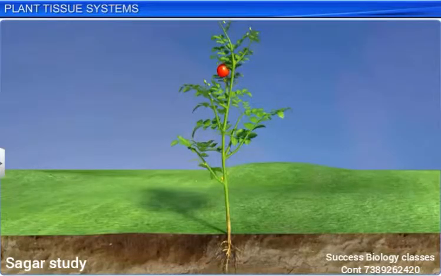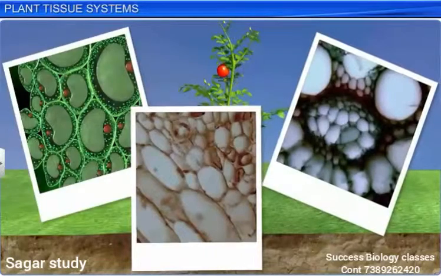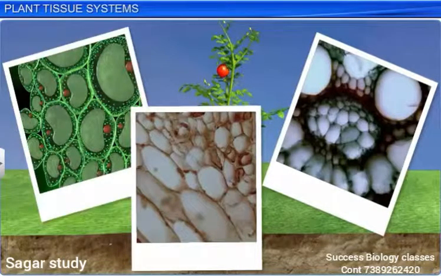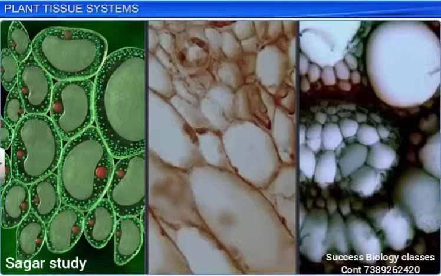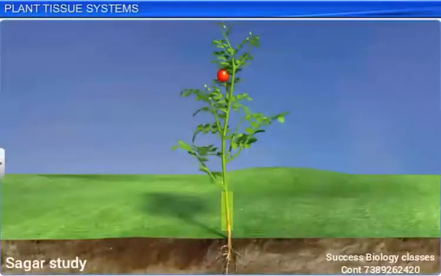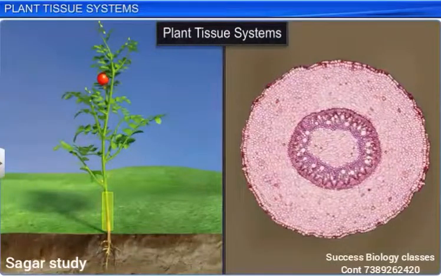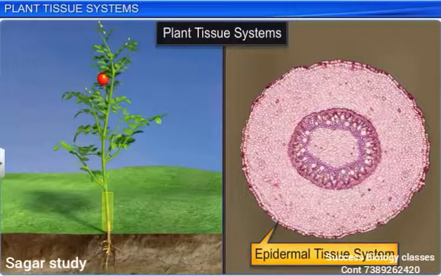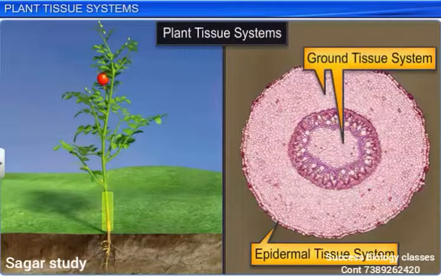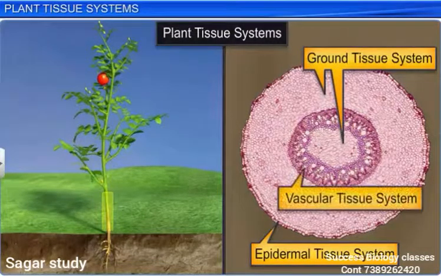The body of a plant consists of various types of cells which form different types of tissues. The structure and function of these tissues depend entirely on where they are located inside a plant. Therefore, based on this, plant tissue systems can be classified into three types: epidermal tissue system, ground or fundamental tissue system, and vascular or conducting tissue system.